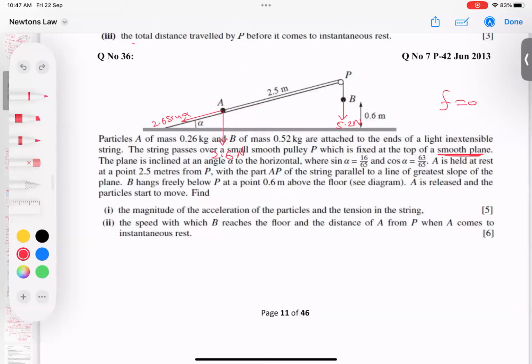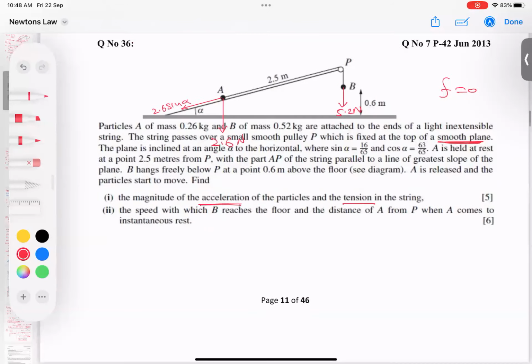Very clear. A is held at rest at 2.5 meters, you can see the distance is 2.5 meters. Held at rest means starting velocity 0. The part AP is mentioned clearly. Further, the height of B from the ground is 0.6 meter. A is released and moves downward, so that means starting velocity 0. Task number 1, acceleration. Task number 2, tension.